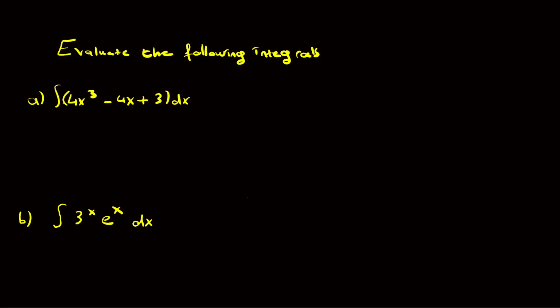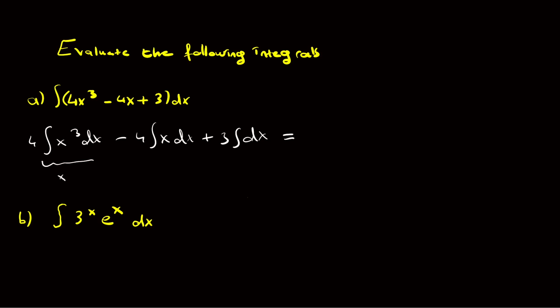Our first example is the integral of 4x cubed minus 4x plus 3 dx. We will use the integral properties. We will separate this integral into three different integrals: 4 integral x cubed dx, minus 4 integral x dx, plus 3 integral dx.